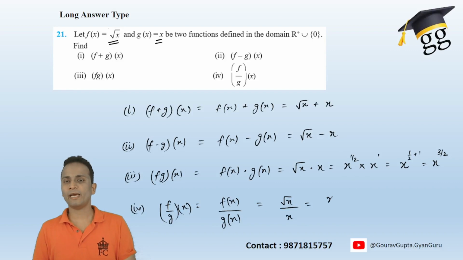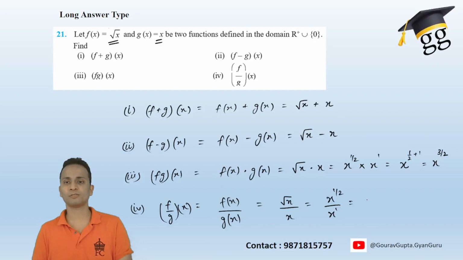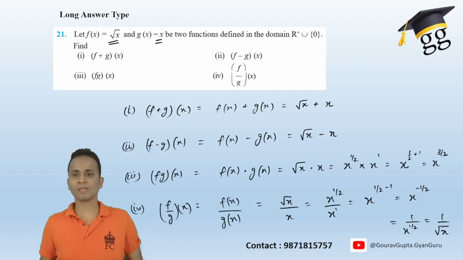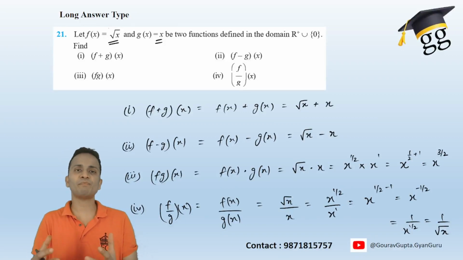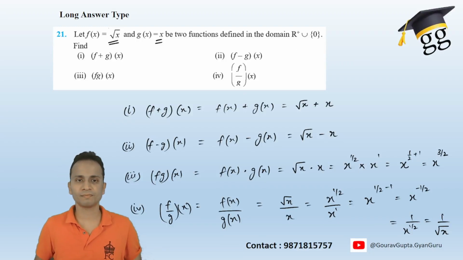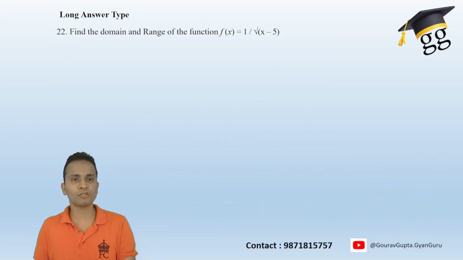Now they are divided. So x raised to the power half upon x raised to the power 1. The bases are same and they are getting divided, so the powers will be subtracted. So it will be x raised to the power 1 by 2 minus 1, or x raised to the power minus 1 by 2, which can be written as 1 upon x raised to the power half, which can further be written as 1 upon root x. So power half is under root x, and negative power means reciprocal, and the final answer will be 1 upon under root x. Okay, so these were the 4 parts of question number 21.